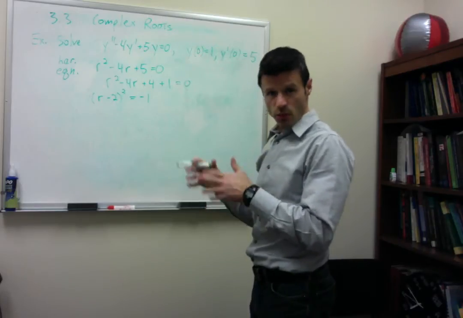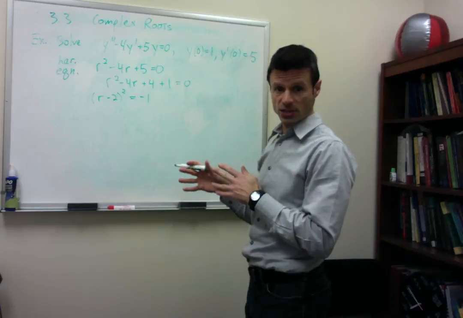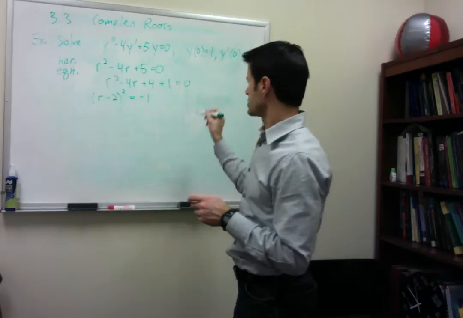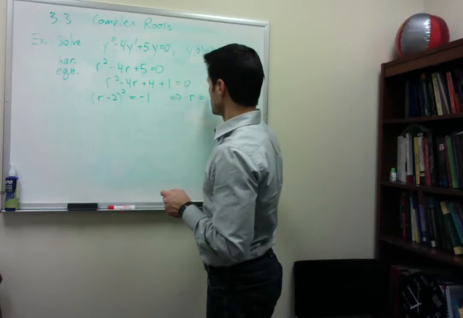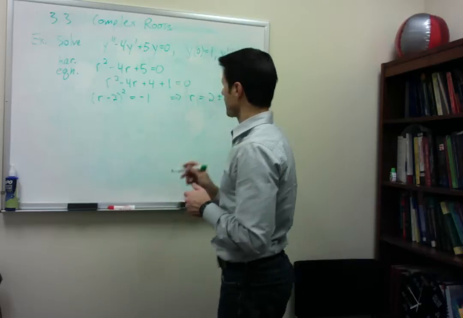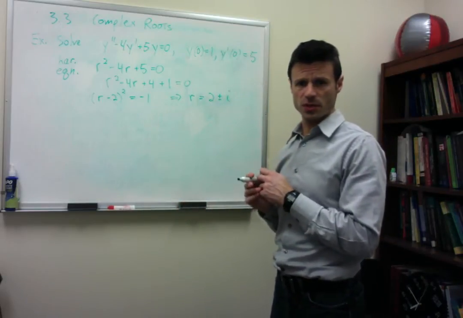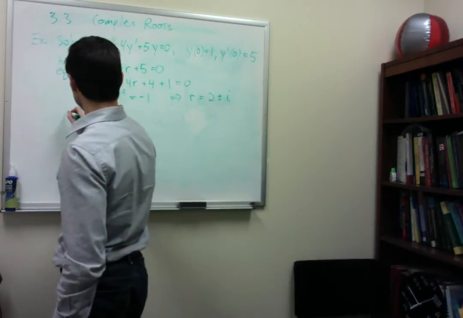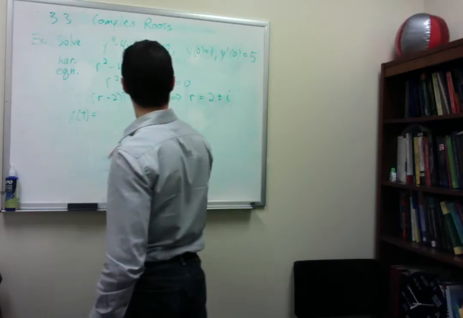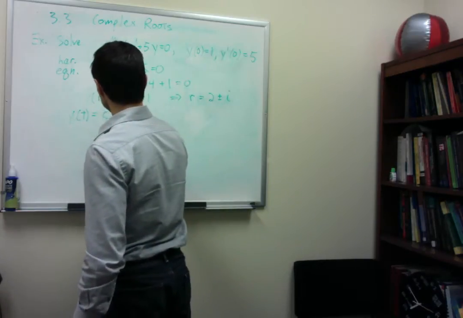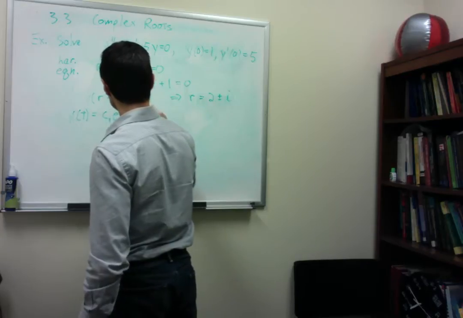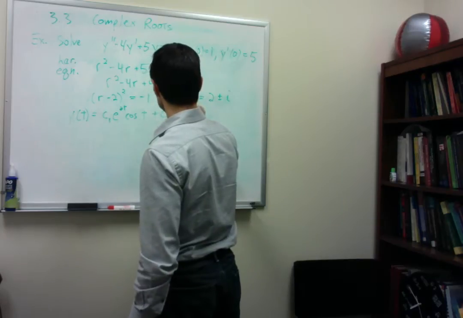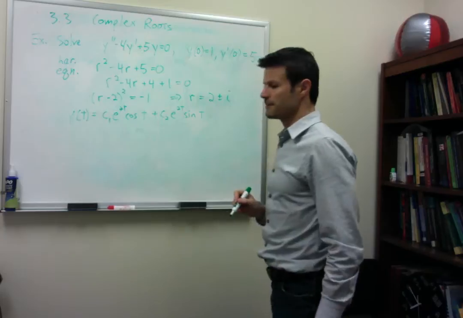All right, take a square root of both sides, so that we have r minus 2 equals plus or minus i. And then I can add 2 to both sides. So this leads to roots being 2 plus or minus i. Okay? And you can check that this is true with the quadratic formula. So this leads to a general solution of the form y of t equals c1 e to the 2t cosine of t, okay? And then plus c2 e to the 2t sine of t, right?